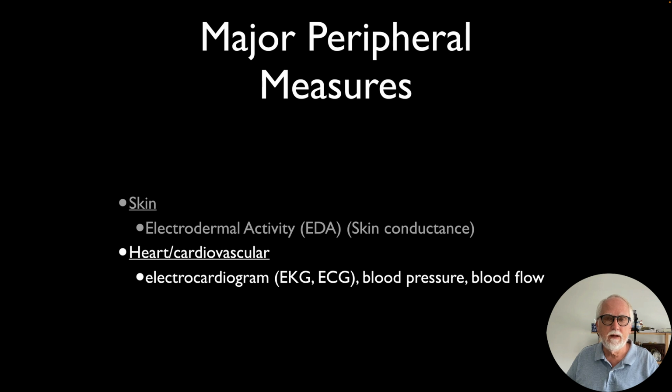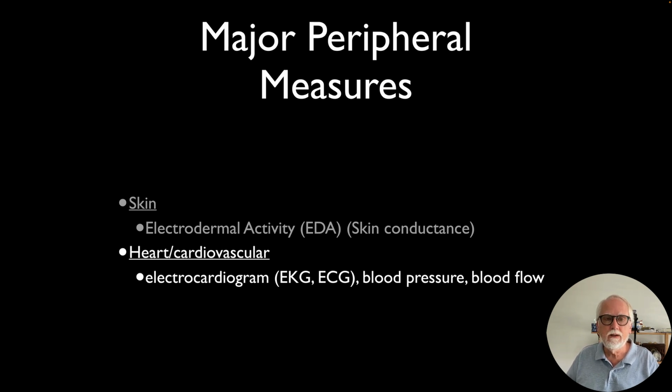Another peripheral measure would be ones that measure heart or cardiovascular activity, and there are actually quite a few under this category. For instance, we have the old common electrocardiogram where you put electrodes on the chest or on the arms to measure your heart activity. You can see the EKG signal. There's a very specific form of your heart cardiac cycle that you can see. You can measure how fast the heart is beating, what the heart rate is.